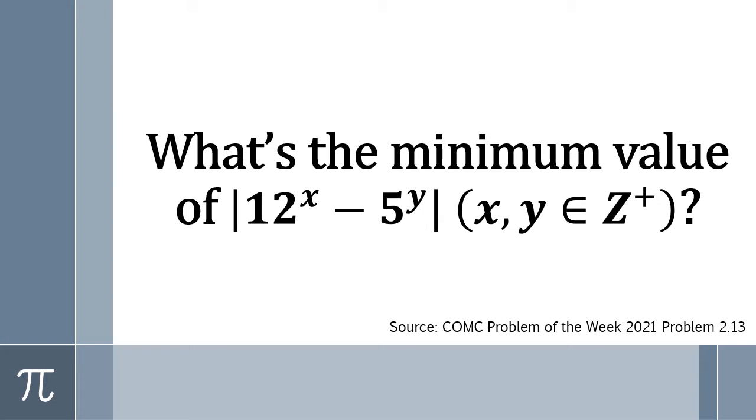Hello everyone. In today's video, let's try to solve a problem that is related to integer exponents. The source of today's video is from the Canadian Open Mathematics Competition, Problem of the Week 2021, problem 2.13. Here comes the question. What's the minimum value of the absolute value of 12 to the x power minus 5 to the y's power, in which x and y both are positive integers?